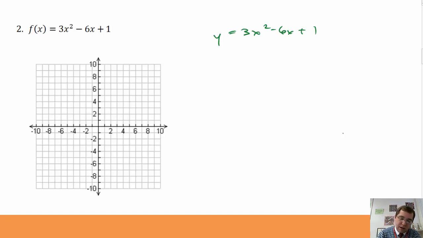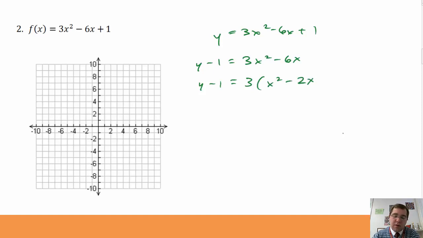And let's complete the square. So let's subtract the 1 to the other side. And we need to deal with that 3. Instead of dividing everything by 3, I'm going to factor it out on the right-hand side. Because if I divide by 3, I'll have y minus 1 all over 3, and that's a mess. So instead, I'm going to factor it out. And I'll leave a space because I'm going to end up adding a number in there. So I'm going to complete the square on what's in parentheses.